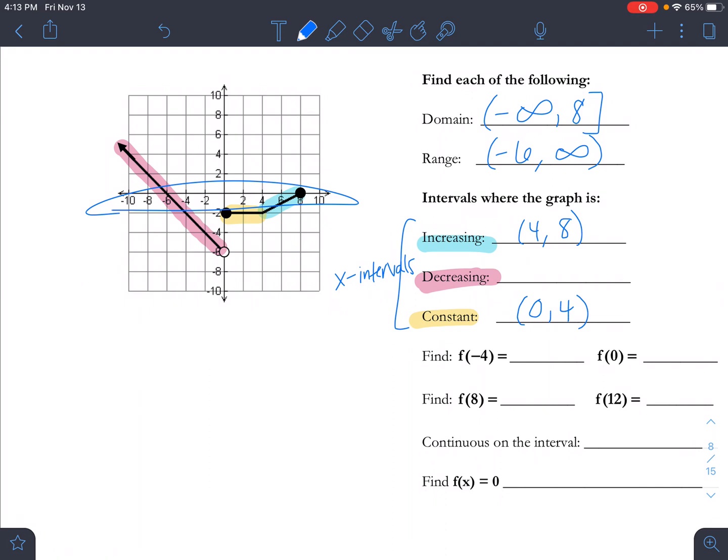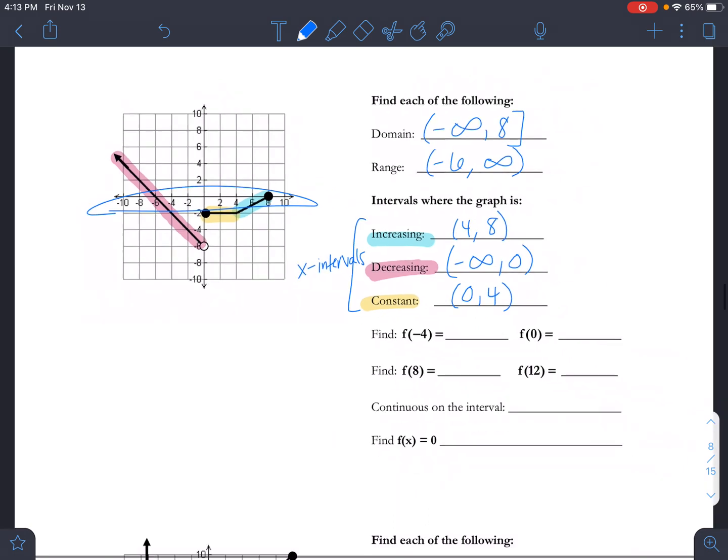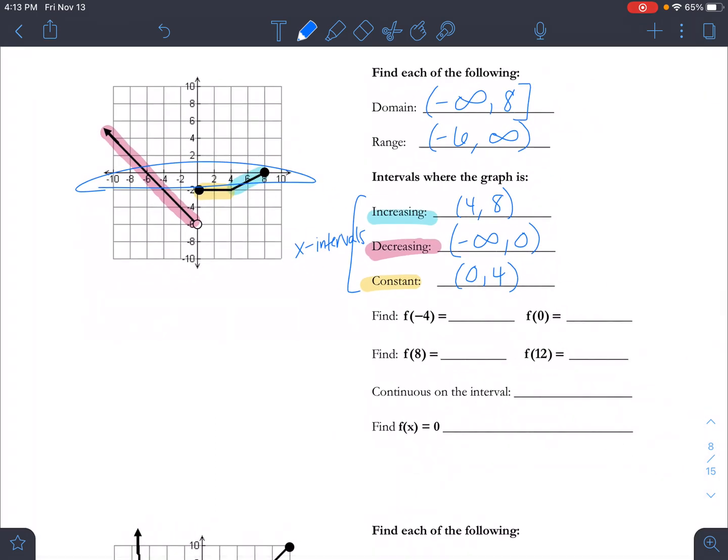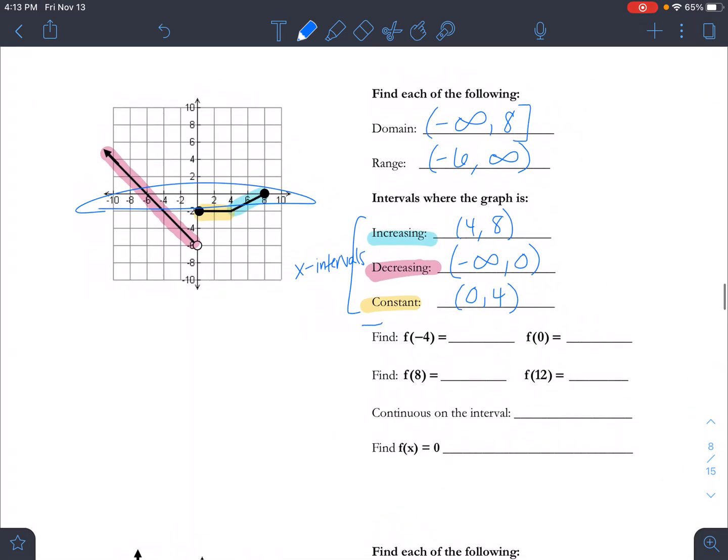Where was I decreasing? I was decreasing all the way from negative infinity up to the x value of 0. So a lot of people want to say -6. We went from negative infinity to the x value of 0. That's where we were decreasing. So again, we're always looking at those x values to choose. And let's try some of these out. Okay, these ones below, we'll finish up with this.